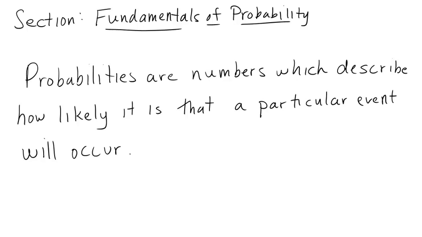So you probably already have a pretty good understanding of what a probability measures. Probability measures how sure you can be that something's going to happen. Probabilities are numbers which describe how likely it is that a particular event will occur. And the bigger the probability is, the more likely it is that the event will occur. If the probability is small, that means that it's a fairly rare event. If the probability is large, it means it's a fairly common event. Those are intuitions that you probably already have about probability. We're just going to formalize all of this to make sure that there aren't any gaps.